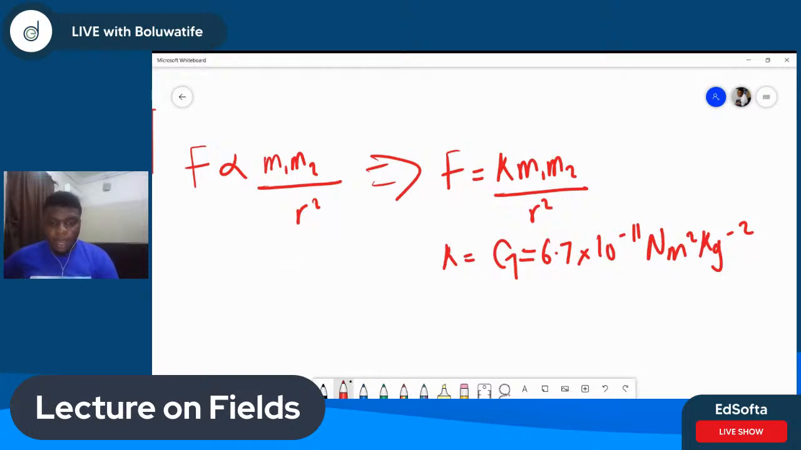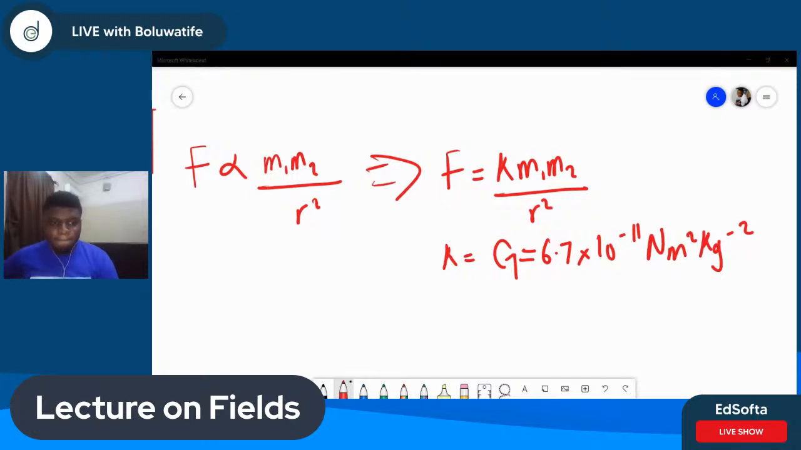Okay, so another thing also to note in gravitational field. We'll solve examples with this, but I just want us to quickly go through the slides. When we are done with the slides, then we'll start applying these formulas to solve questions.